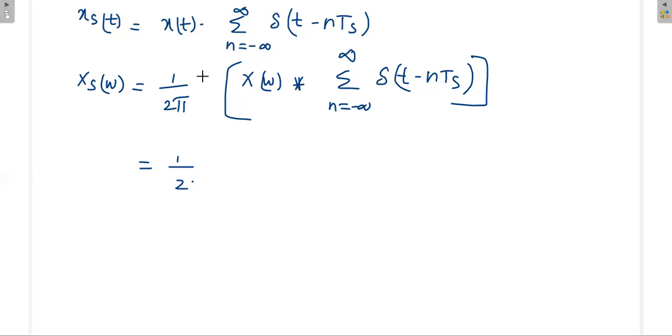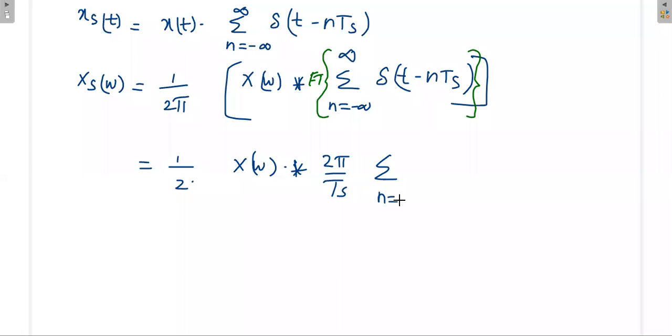Yes, one more mistake we made here. For this signal also, we have to take the Fourier transform. For the moment we do not know what it is, so we'll write it as the Fourier transform of this one, X of omega. Then what is the Fourier transform of the train of impulses? The train of impulses is 2 pi divided by Ts, 2 pi by Ts summation n from minus infinity to plus infinity delta of omega minus n omega s.